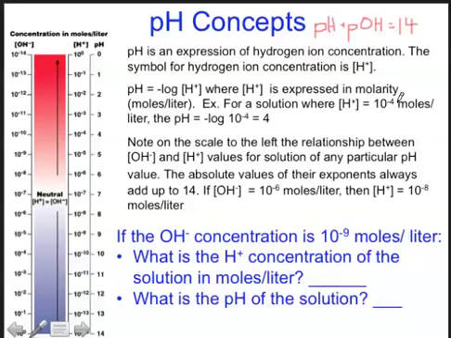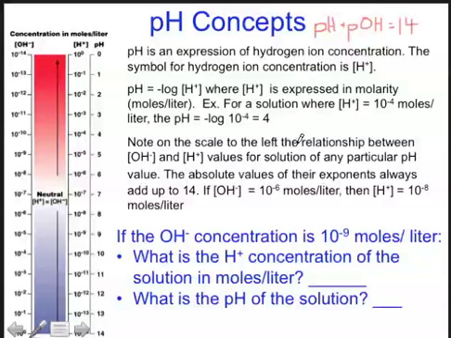and I'll show you how to use this equation in just a minute. So pH is an expression of hydrogen ion concentration in molar. The symbol for hydrogen ion concentration is these square brackets around H+. The pH is equal to the opposite of the log of the proton concentration, where the proton concentration is expressed in molar. For example, for a solution where the proton concentration is 10 to the minus 4 molar, the pH is going to be 4.